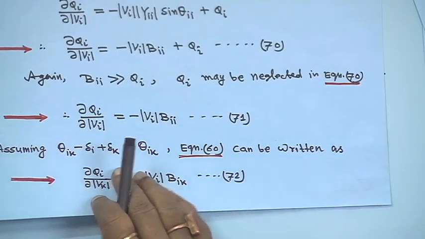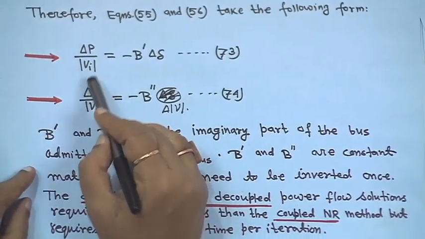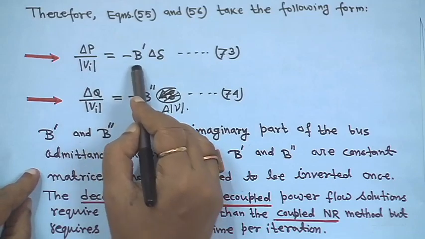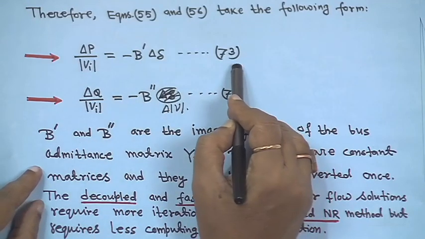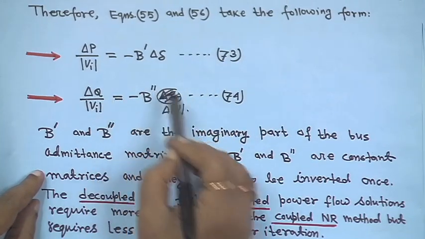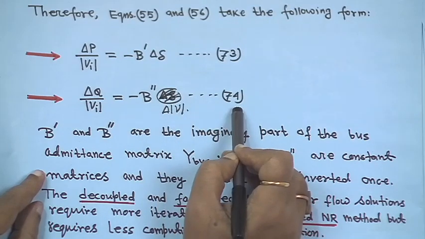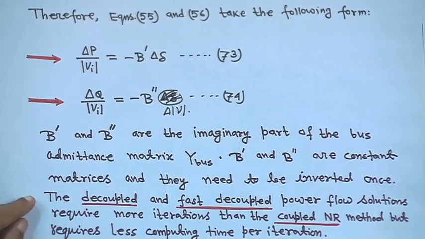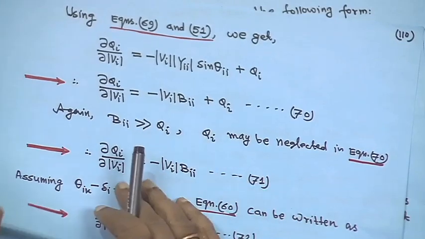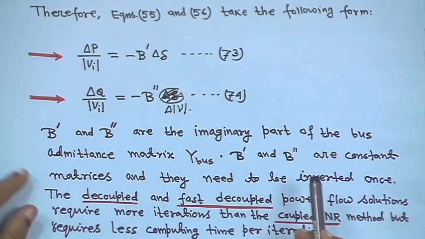That means, in general, what we have seen is that delta p upon V I magnitude is equal to minus b dash delta delta, this is equation 73 in matrix form, and delta q upon V I is equal to minus b double dash delta v, this is equation 74. So, this equation everywhere is multiplied by V I and B I or B I k, that is why this is one set of equations, this is another set of equations.